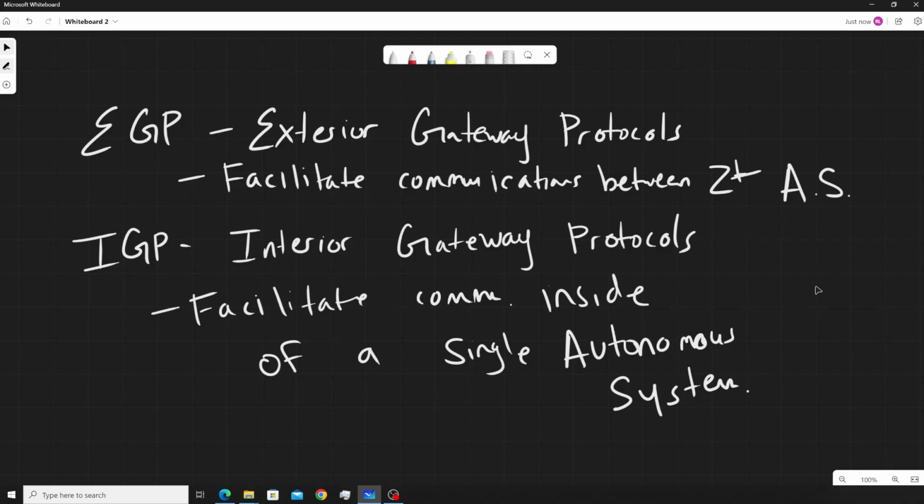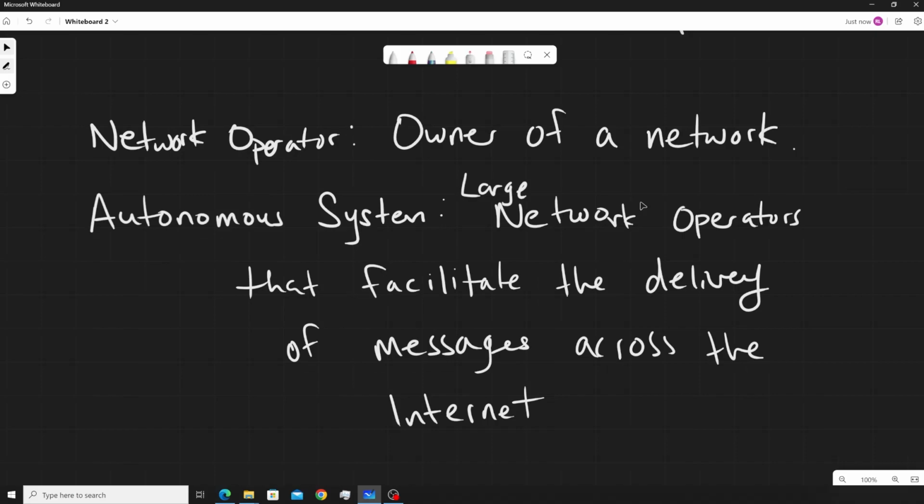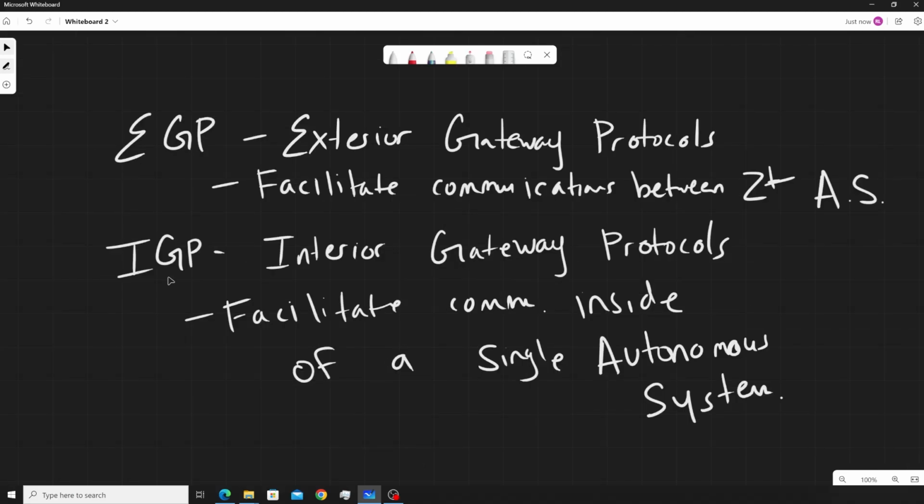Now, in interior gateway protocols, if we're inside of a single autonomous system, that means there is a single network operator, a single entity or company that owns the network, and they control all aspects of that network. And so this notion of trust is no longer necessary. I don't need to worry about trusting myself. So with IGPs, we can ignore trust and focus on the wider issue of getting our messages closer to their final destination as fast as possible. We can focus on the notion of speed.